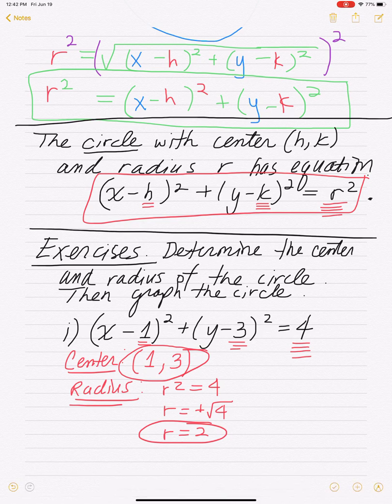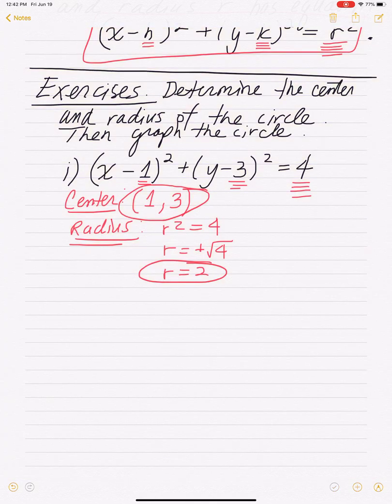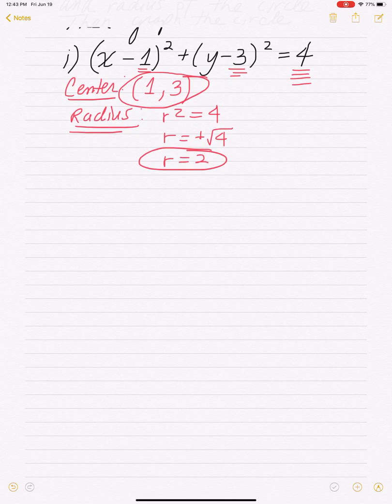Now notice that the center, (1, 3), is opposite in sign to where you see the minus 1 and the minus 3. So the center is opposite in sign to the minus 1 and minus 3. That's the way the center works. It's opposite in sign. All right.